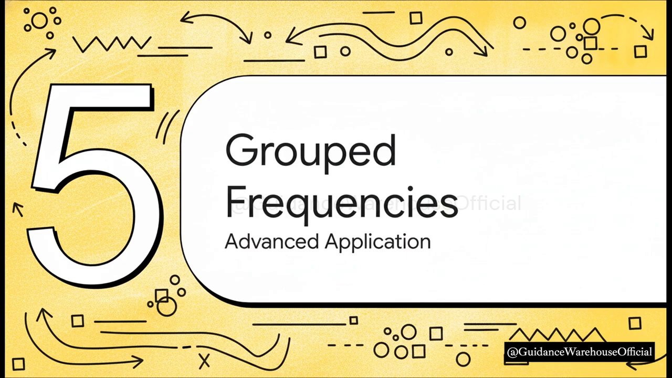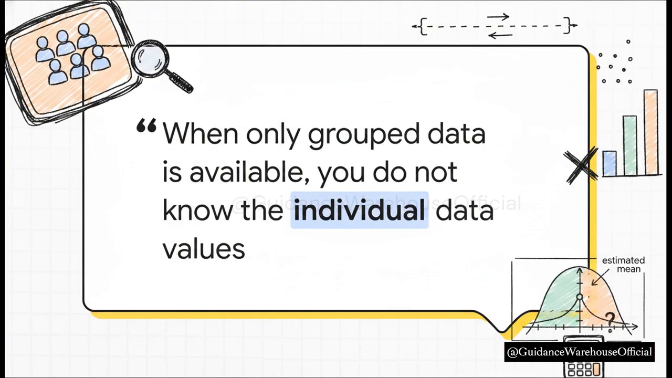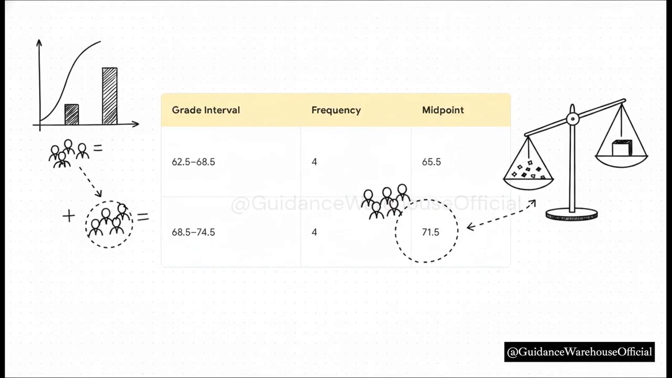Section 5. Advanced application, grouped frequency tables. All right, let's step it up a notch. The real world rarely gives us a neat, ordered list of individual numbers. Often, data comes grouped together. Like you might see a survey that says 10 people are between the ages of 20 and 30, but it doesn't give you their exact ages. If we don't know the individual data values, only the intervals and frequencies, how on earth are we supposed to calculate a mean? Well, we can't find an exact mean, but we can put on our detective hats and estimate it beautifully.